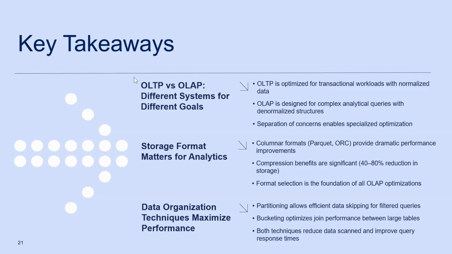Then, from the OLAP perspective, it's really important how you organize and store your data. That's where the columnar format plays a significant role, which can drastically increase the compression of the data you store and also improve the performance of queries and workloads. We also covered that the way you organize the data on disk or storage is important. Partitioning and partition pruning are effective techniques for this. Then bucketing is another technique to further boost performance in scenarios where you need to join a lot of large tables.